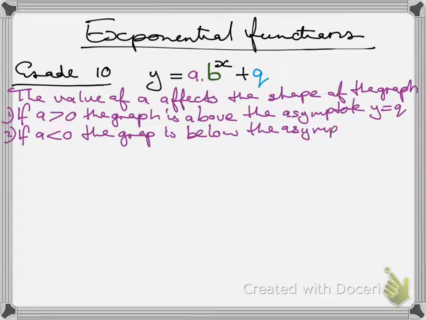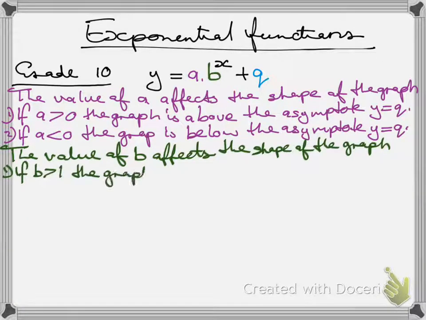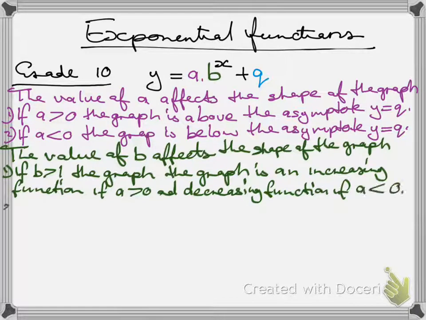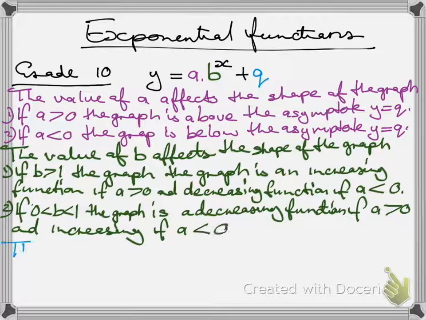Remember, what is an asymptote? That line at which, if you find the value, it is undefined, right? The value of b also affects the shape of the graph. If b is greater than 1, the graph is an increasing function if a is greater than 0, and decreasing if a is less than 0. And then if b is between 0 and 1, the graph is a decreasing function if a is greater than 0, and an increasing function if a is less than 0.